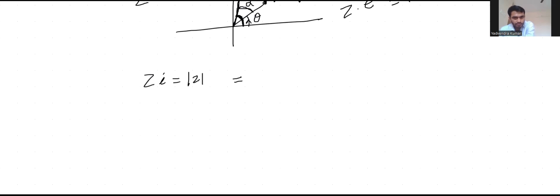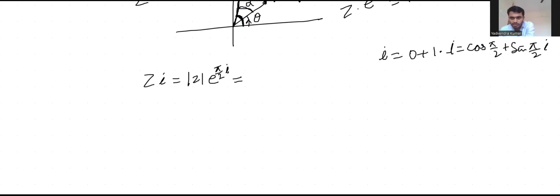e to the power pi by 2 iota. Now, iota can be written as 0 plus 1 into iota. 0 can be written as cos pi by 2, plus 1 can be written as sine pi by 2 iota. So it is cos theta plus iota sine theta for me. This can be written as e to the power pi by 2 iota.